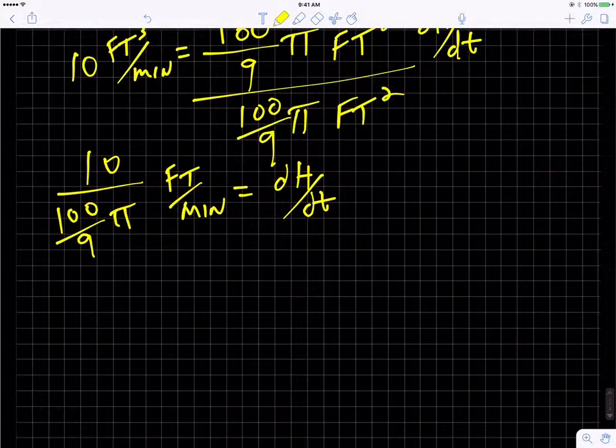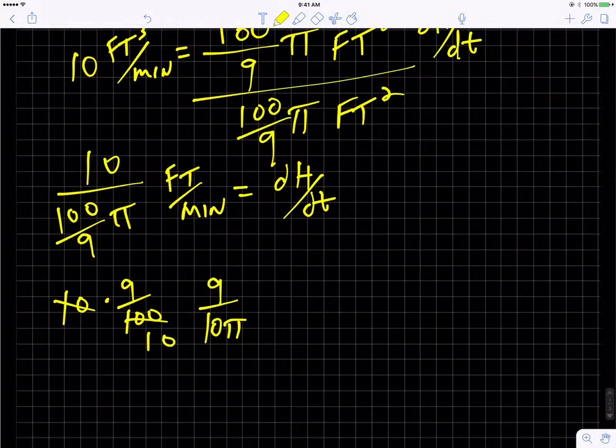So then it's 10, instead of divided by 100 over 9, times 9 over 100. So then I have to remember, though, that pi stays in the denominator. So that goes in 10 times, so it's 9 tenths. So that will be 9 over 10 pi. Pi's in that denominator. Feet per minute. That is dH/dt.